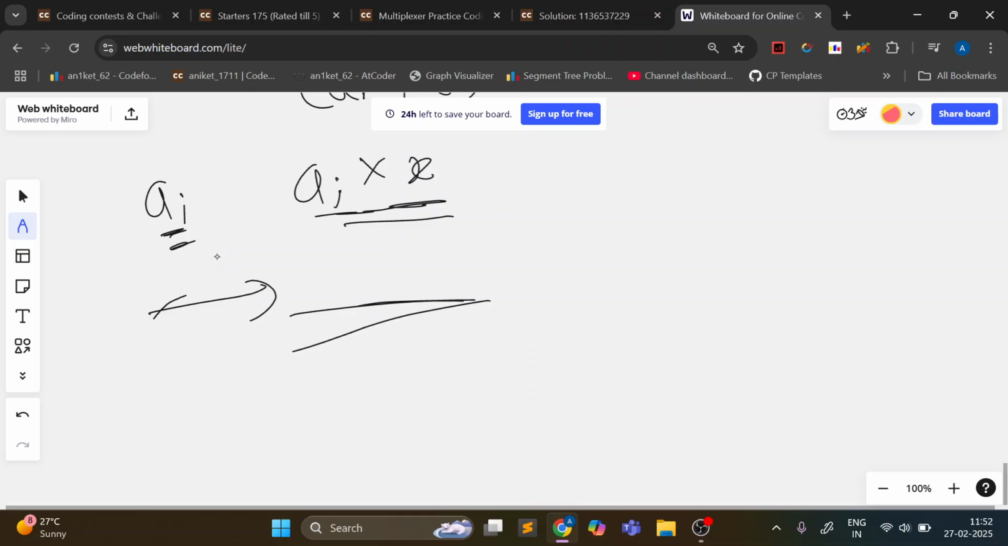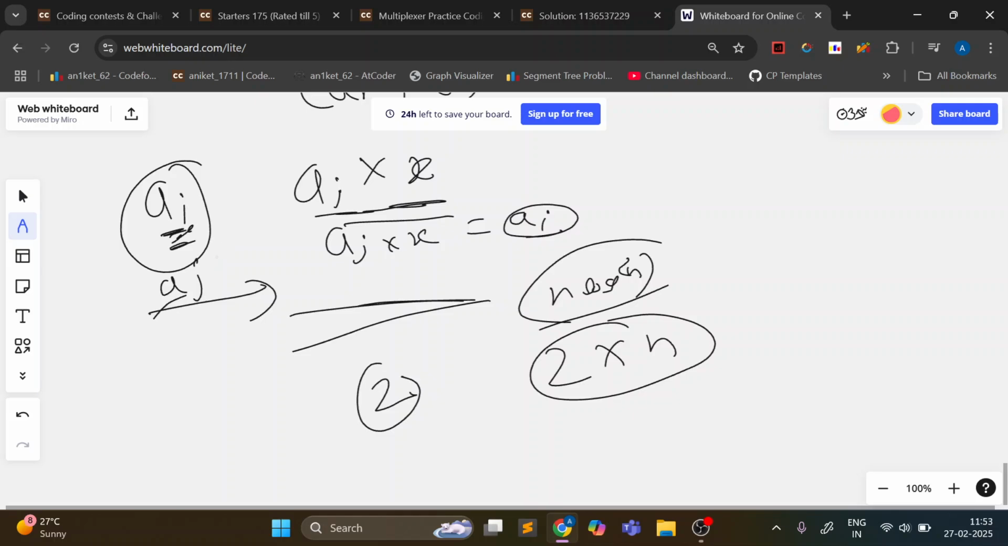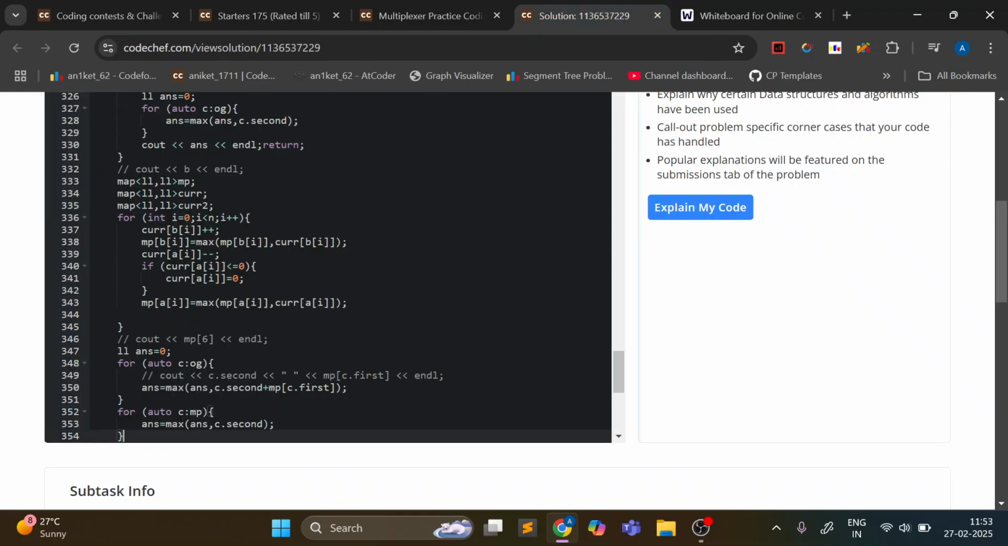And all the indices will repeat twice only, so a of i's index in itself will be iterated once, and then for some a j into x would be a of i. So for that also it would be iterated. So something like 2 into n iterations on indices, and additional n log n for map and so on. So that solution would also work, but this solution is probably the most simplified solution, I would say. So give this type of thinking a try.